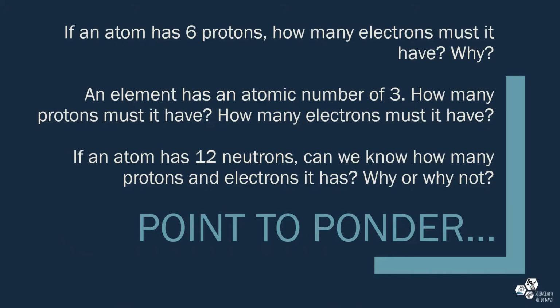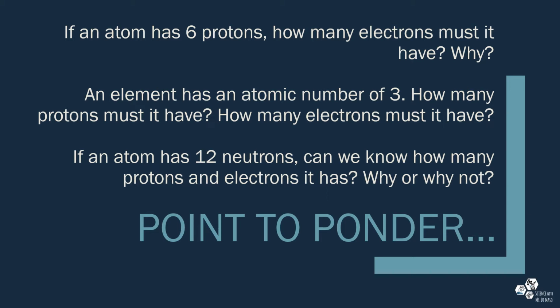So if an atom has 6 protons, how many electrons must it have and why? I want you to write that down. Then the second question, an element has an atomic number of 3. How many protons must it have and how many electrons must it have? And finally, if an atom has 12 neutrons, can we know how many protons and electrons it has? Why or why not?